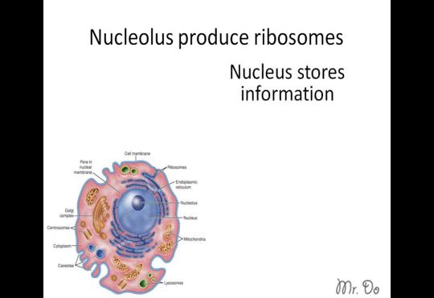The nucleus stores information, and that information is called chromatin. And that's pretty much it about the nucleus for now.